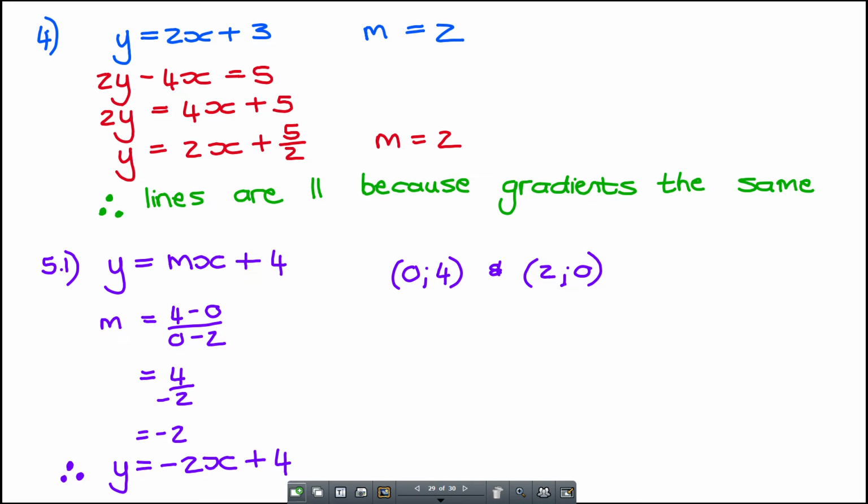Ek het nou nooit vir julle gewys waar jy die punte kry nie. Sê as julle klaar is. Okay, Hannah, skryf nog.